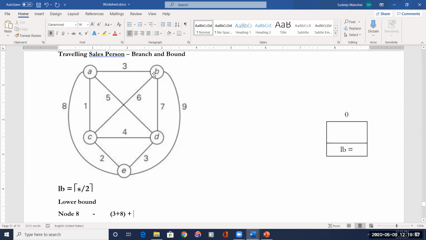For B, you are choosing the path from A to B, B to C, isn't it? So that means 3 and 6 are compulsion. So that is 3 plus 6 you have to consider. We'll continue with this. A and B are done. What about C? While considering C, which path have you taken? A, B, C, D, E. So in this path, 6 and 4 are compulsion, so you have to consider that.